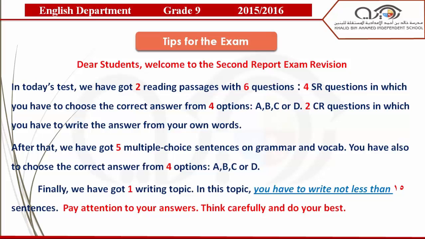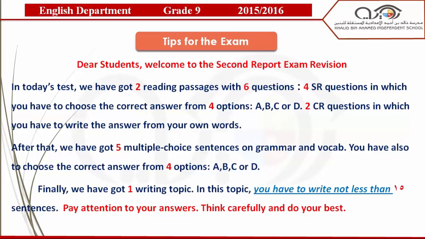In today's test, we have got 2 reading passages with 6 questions. That's to say we have 4 SR questions in which you have to choose one of the correct answers from A, B, C and D, and then you have 2 questions where you write 2 answers using your information from the text itself. So 2 passages, 6 questions, 4 multiple choice and 2 CR writing questions.